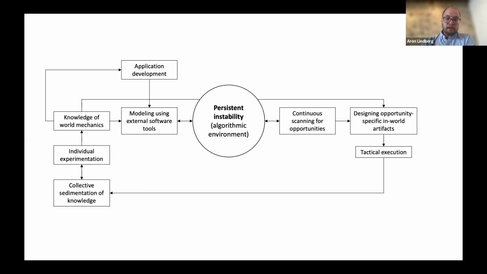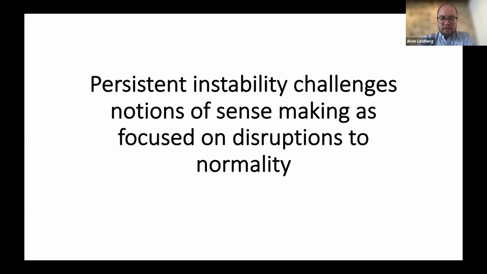So what do I learn from this? And these are some of my tentative thoughts. The first thing I learned is that in algorithmic environments, where there's some type of artificial intelligence that is making decisions, that is taking action in some ways, there is a persistent instability, and that challenges our received notions of sensemaking as focused on disruptions to normality. You see, in this environment, it is almost as if there is nothing that's normal. What's normal is constant change, constant dynamism, opacity, and an inability for people to predict what the agentic artifacts or the tools are going to do next.